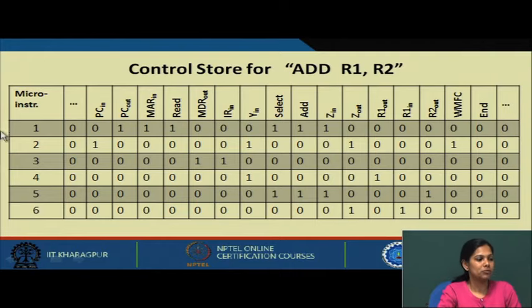So, this is a control store for add R1, R2. What it stores is a micro routine for this particular instruction, and these are the micro instructions, stored in the control store. These are the control words that are read each time. The MuPC will be loaded with the starting address, and then at every clock period, it will get incremented by 1, and the words will be fetched from the control store.